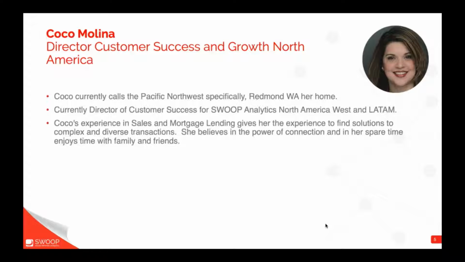Coco. Thank you, Luke. So my name is Coco Molina. Currently my role at Swoop Analytics is customer growth and customer success, North America West and Latin America. I am currently based out of the Pacific Northwest, specifically Redmond, Washington. My background is in sales and mortgage lending, and I love the ability to look at things and figure out exactly how we can get things done. Having that background has given me the knowledge of the importance of connection within organizations. And in my free time, I like spending time with my family and friends.